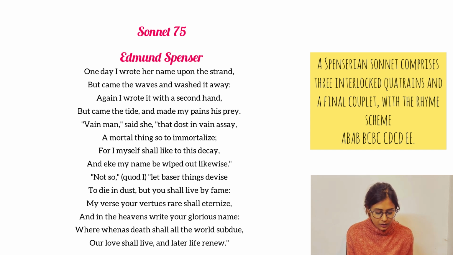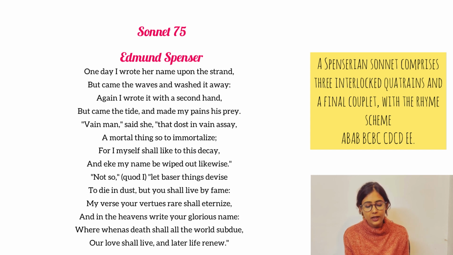Okay. So at first he says, one day I wrote her name upon the strand. So in the beginning of the sonnet, we can see he is creating a background where he and his beloved are there. They are on a sea beach, and then in the second part we can see they are talking. There is a conversation going on. And in the end, in the couplet, he is establishing his point, what he is trying to convey or what his message is in the sonnet.